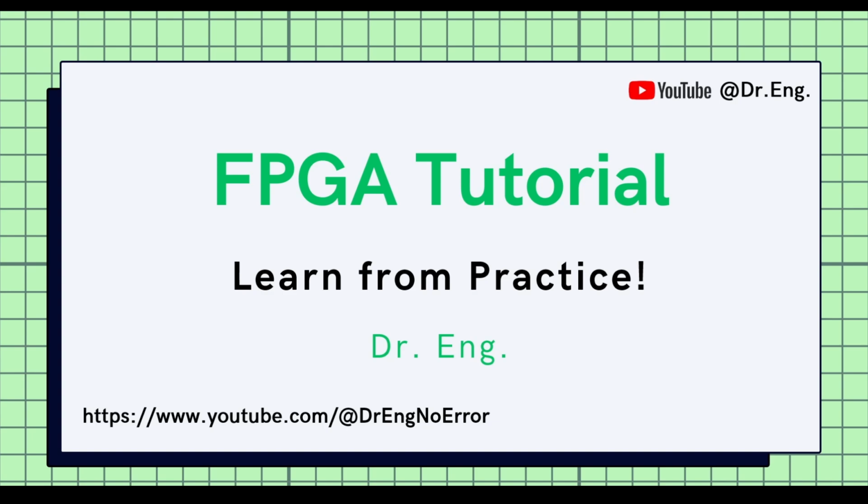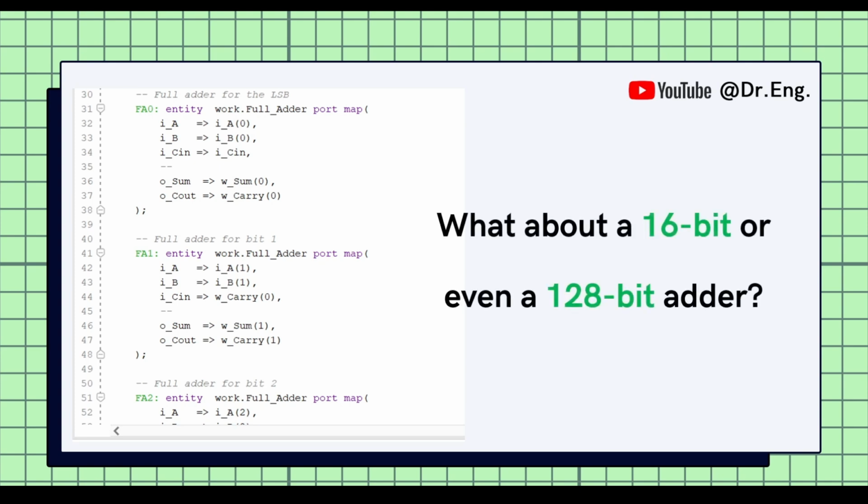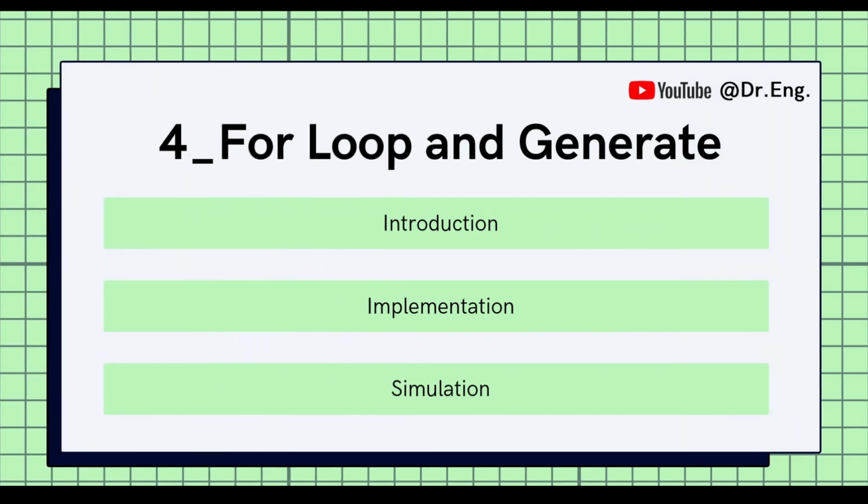Last time, we built a 4-bit ripple carry adder by manually copying and connecting 4 full adders. But what if we want to build a 16-bit or even a 128-bit adder? Would you still copy and paste all those full adders? Of course not. Today, I'll show you how to use for loops and generate statements in VHDL to simplify this process. By the end of this video, you'll have a much more efficient way to design larger circuits.